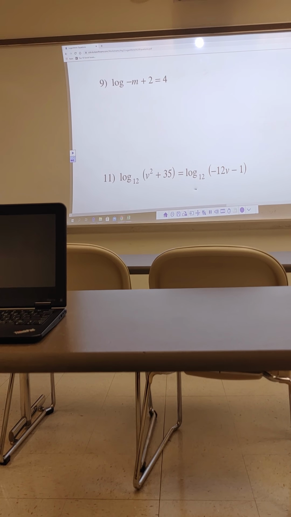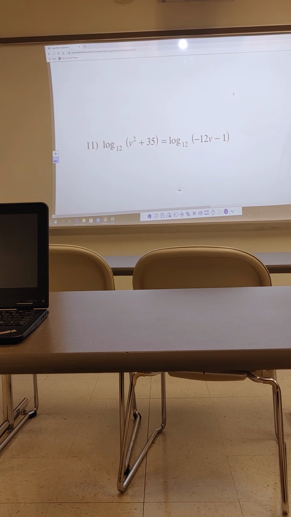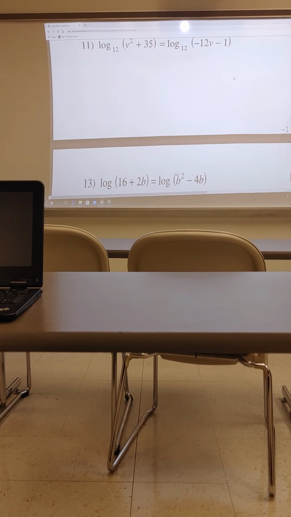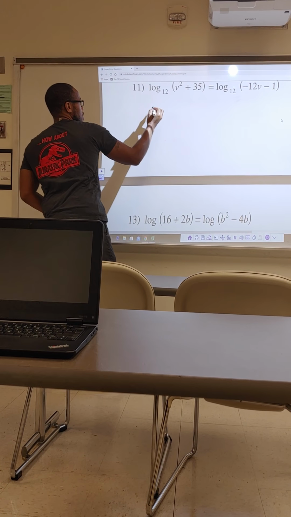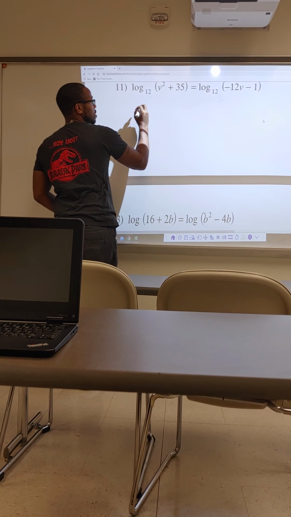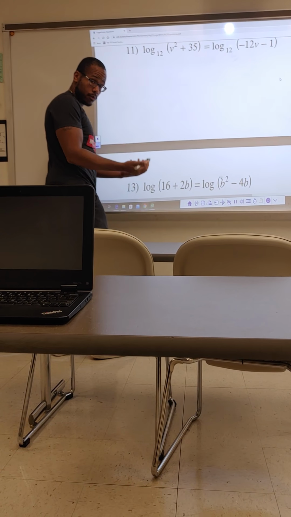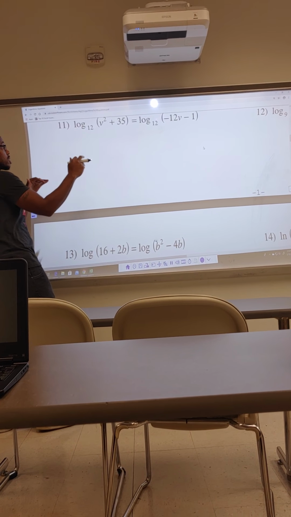The next problem we'll be going over is number 11. I'll make sure I have plenty of room to work with for this one, as it's going to include a quadratic. So that may excite some of you. So I do have log base 12 on both sides, which hopefully you remember means that since the bases are the same when we have a log, they just cancel out.